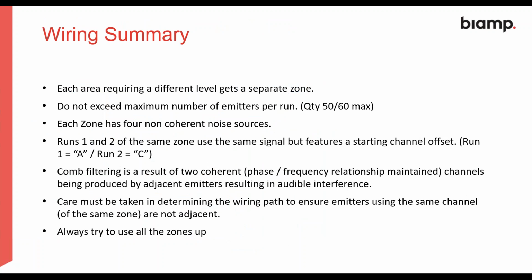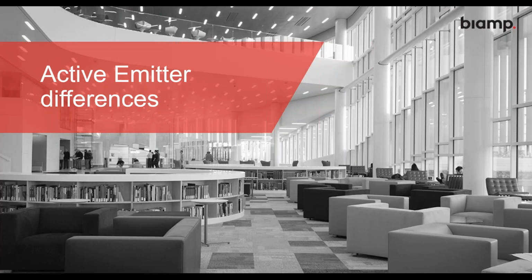To summarize some key points here. Each area requiring a different level gets a separate zone. This is what we talked about. Don't exceed the maximum number of emitters per run. This will cause the system not to work correctly. And a key point that I mentioned before is always try to use all the zones up, so that if we use the zones up, we have a far better chance of an effective system.